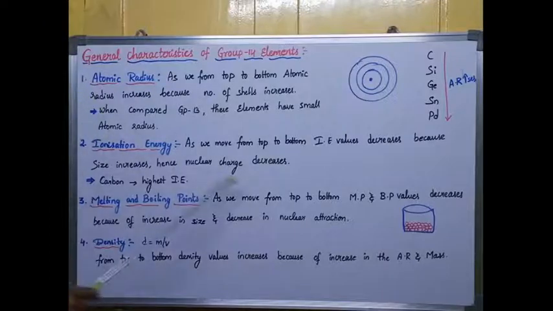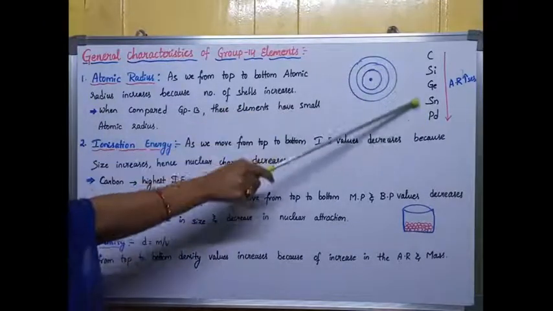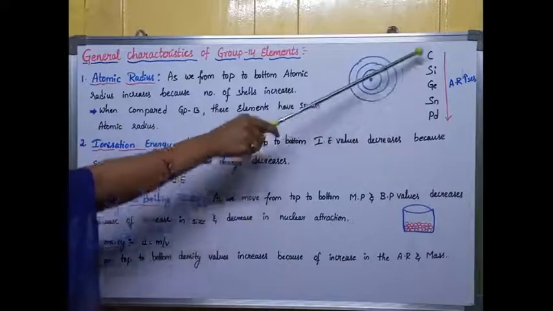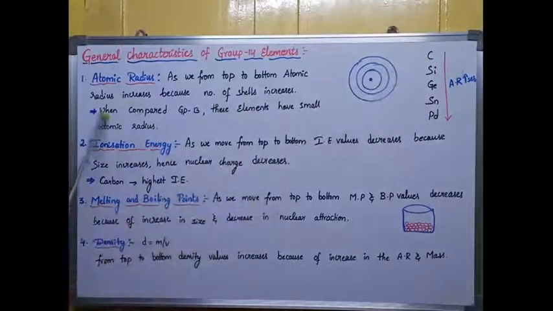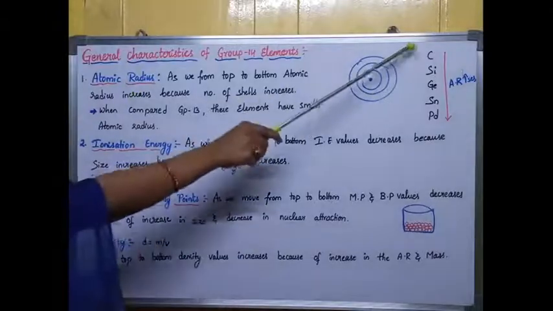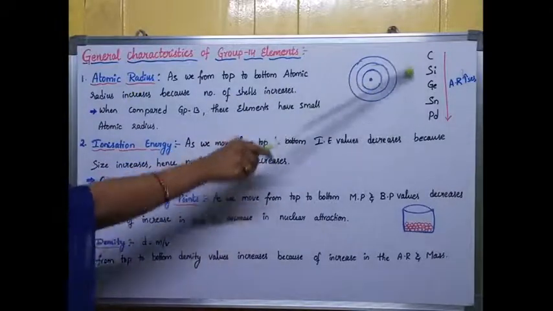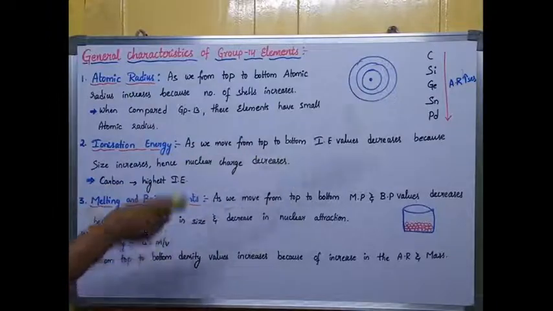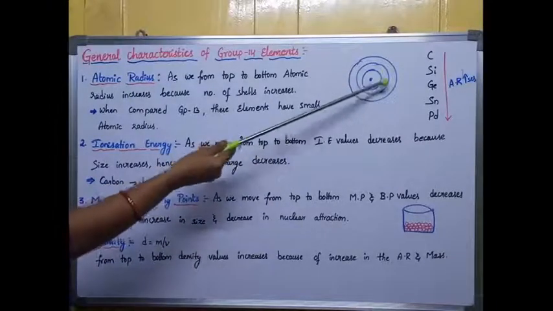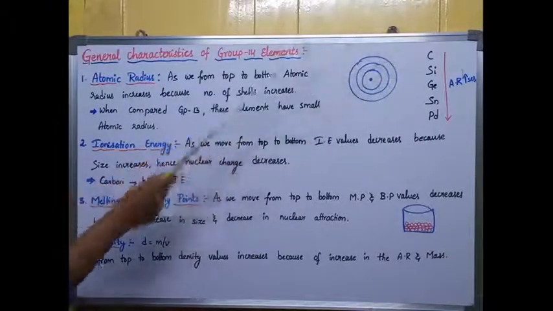As we move from top to bottom, as I told you already, the number of shells increases, hence atomic radius increases. Here, from carbon to lead, there is an increase in atomic radius because the number of electrons increases and, due to that, the number of shells increases.